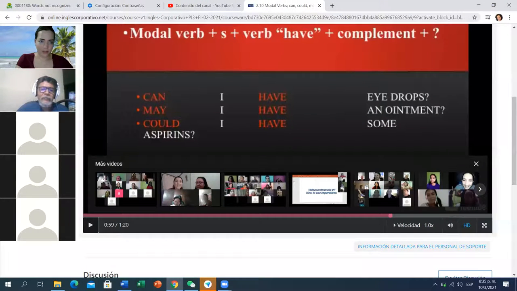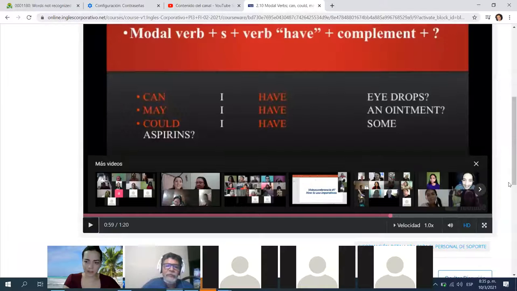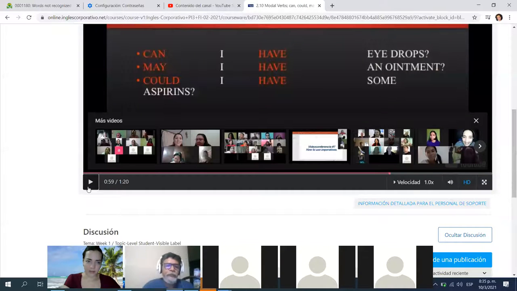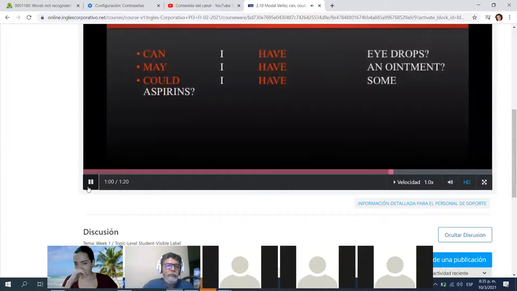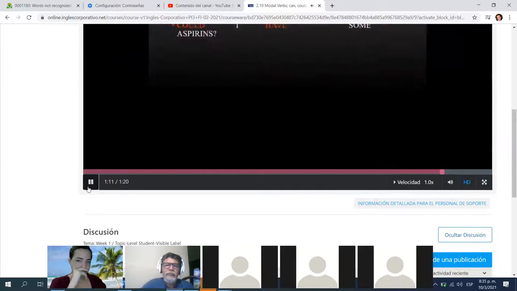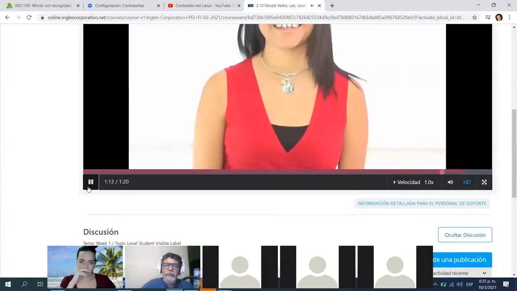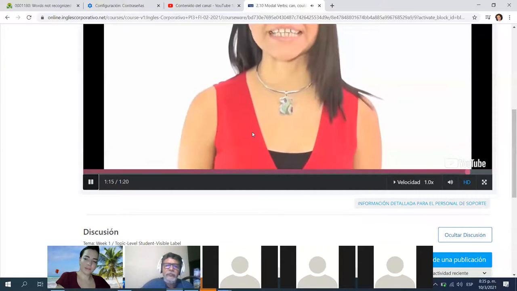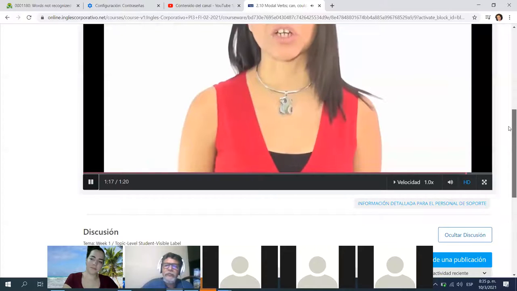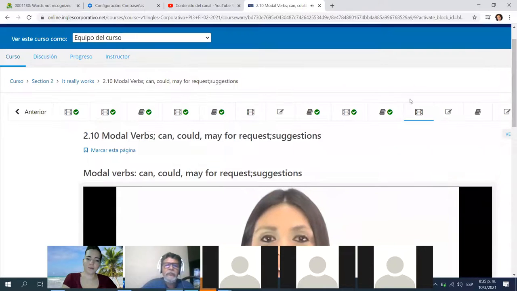Now, let me see. This verb: have plus complement plus question mark. Can I have eye drops? May I have an ointment? Could I have some aspirins? What I want you to do now is to write a sentence using each modal verb learned. Please write them in our discussion box.